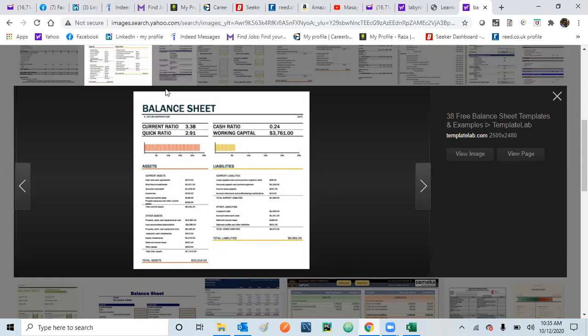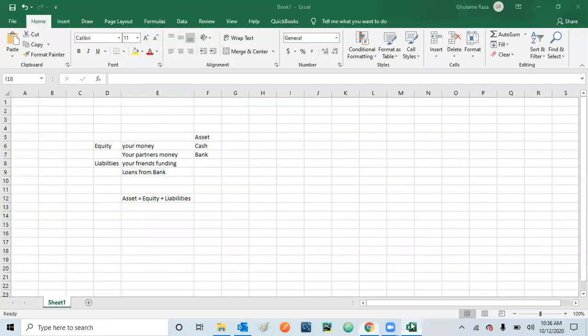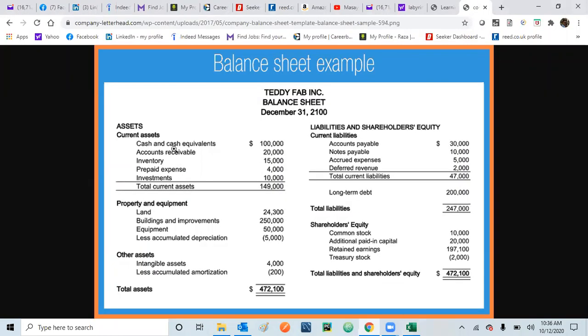Let me stop the recording so I can choose the one which we can see properly. In the same way I showed you, one side is your assets and the other side is your equity and liabilities. All of your current assets and your fixed assets are on one side, and all of your liabilities and equity are on the other side.